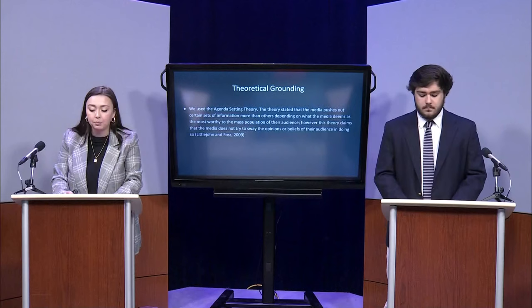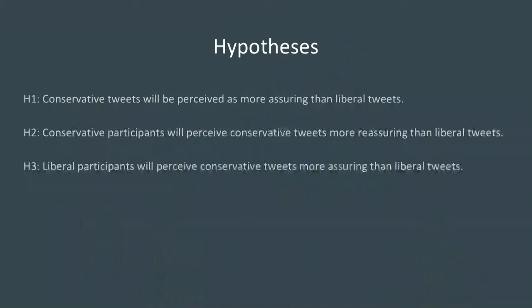Based on the review of literature and theoretical grounding, the following hypotheses were proposed. Our first hypothesis states that conservative tweets will be perceived as more assuring than liberal tweets. Overall, regardless of the participants' political affiliation, we predicted that conservative tweets will be perceived as more reassuring by college students. Our second hypothesis predicts that conservative participants will perceive conservative tweets as more reassuring than liberal tweets. And our third hypothesis states that liberal participants will perceive conservative tweets as more reassuring than liberal tweets.